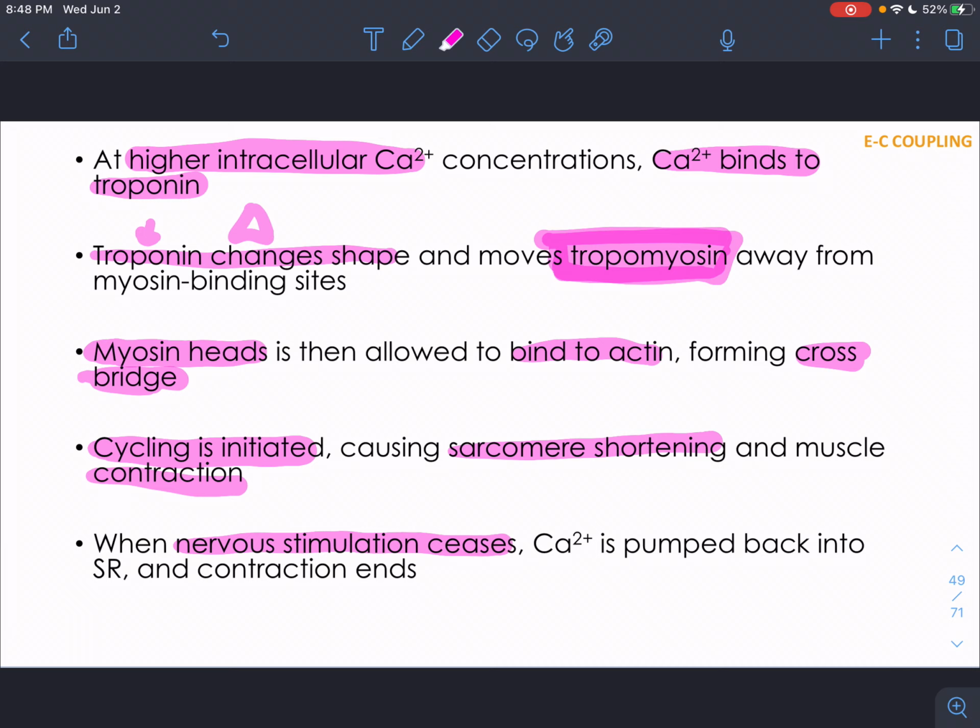When the nervous stimulation ceases, calcium is pumped back into the sarcoplasmic reticulum and contraction ends. So if we have any sort of calcium present in the cytosol, it's going to be bound to troponin. Tropomyosin is going to be out of the way so that the active site on actin is exposed and there will be cross bridges formed. So if calcium is present at all, that's going to happen. So when we want the muscle to relax, we have to pump all of the calcium out of the muscle so that it unbinds from troponin, and tropomyosin goes back and covers those active sites. So that's excitation-contraction coupling, right?